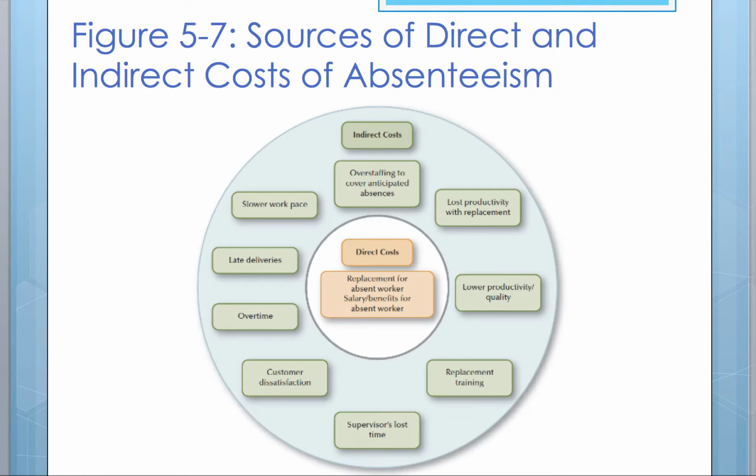When we look at direct and indirect cost, indirect are all the things in green: having to pay for replacement, training, dissatisfaction of customers over time when the workplace slows up. Work pace, not place. Also overstaffing to cover anticipated absences. Then you have your direct costs. Those are that you know for a fact that you're having to pay for the absent worker. You're having to pay for any salary or benefits for the absent worker. So there's your indirect and direct cost.